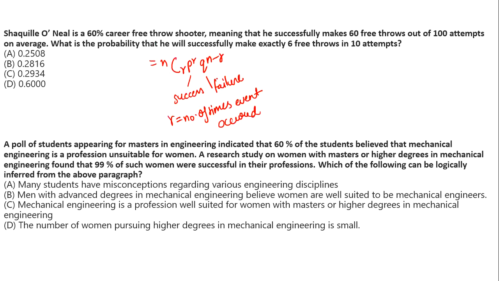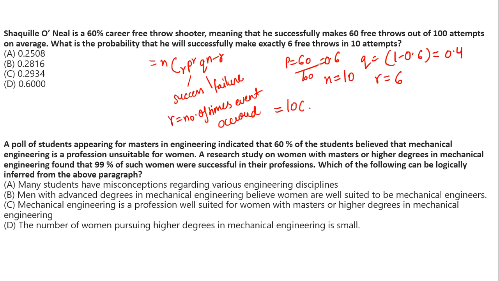So what is the value of p here? The probability of success is given as 60%, so that is going to be equal to 0.6. Then what is the value of q? 1 minus 0.6, that is 0.4, and n is mentioned here as 10, right? And it is mentioned that he will successfully make exactly 6 free throws, so the value of r is also given, 6. Now just simply put all these values in the given formula.